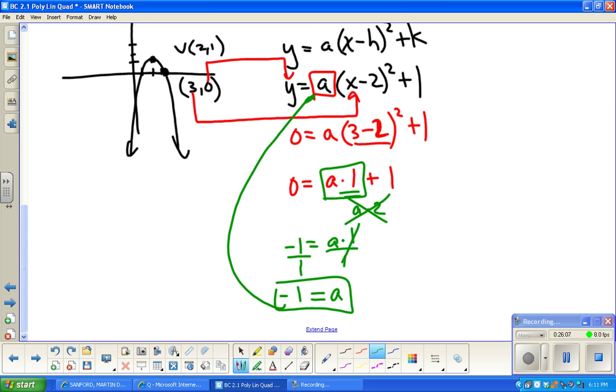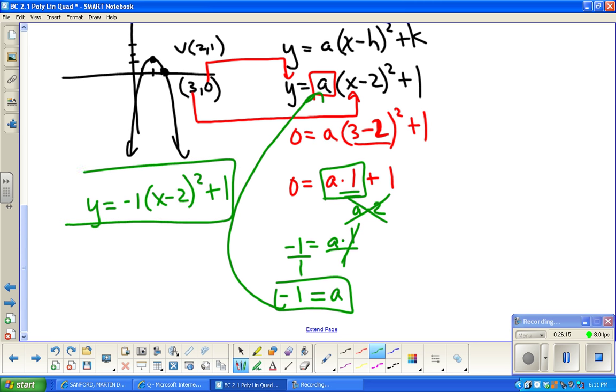Now we can substitute that in, and that gives the final equation. I know I lied to you, didn't I? I said I was going to just do the one more example. I forgot about going backwards. So again, put the vertex in for h and k, then substitute x and y to solve for a.